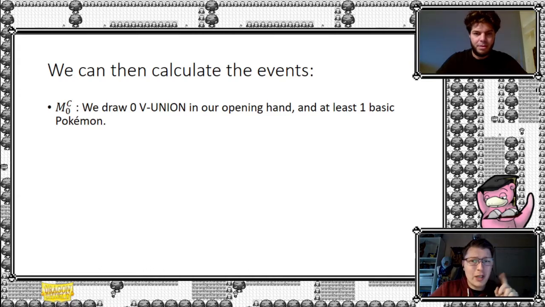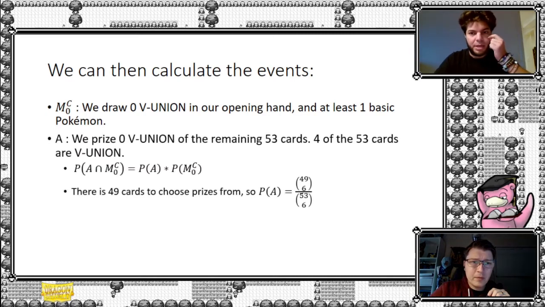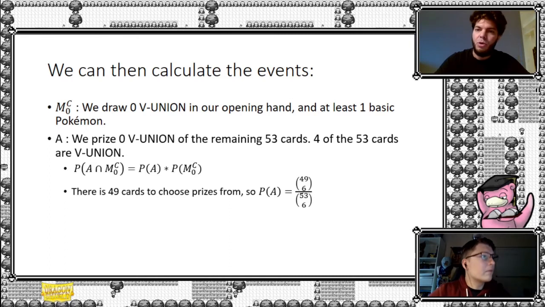And on my screen now, I see the one we called MC0. Take me through that one. What happens here? An example of how the calculation would look for the case of 0 V-Union cards in our opening hand.